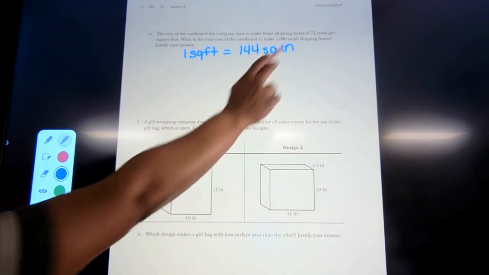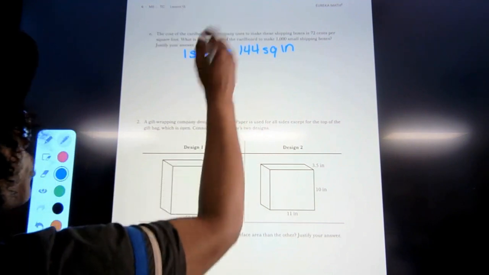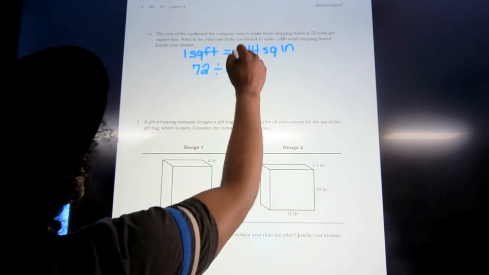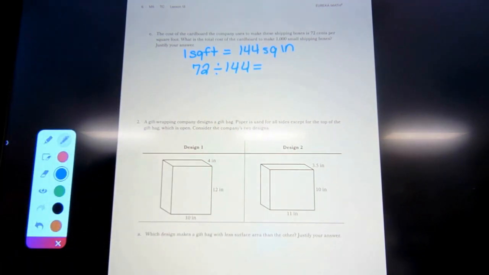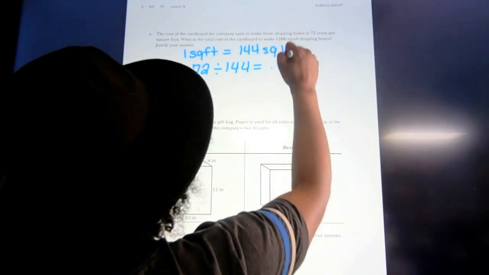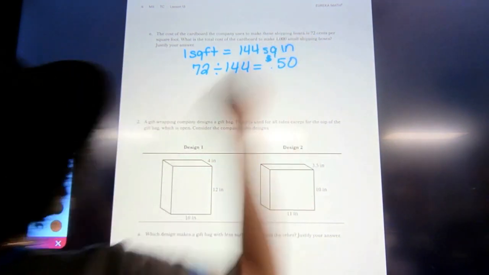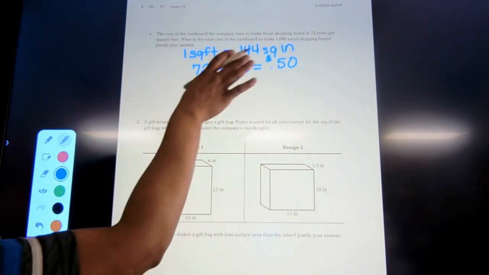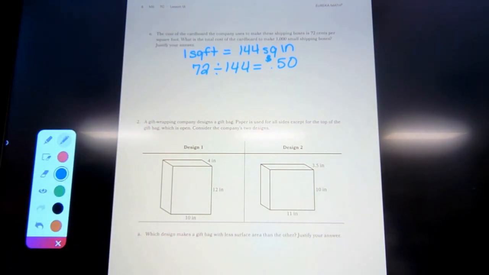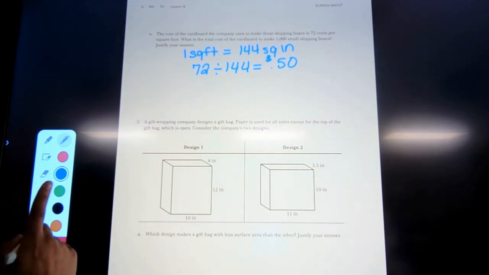And if there are 72 cents for 1 square foot, we want to do 72 divided by 144 so we can find out the cost per square inch. And so when we do 72 divided by 144, we find out that the cost is 50 cents each. Okay, so now that we know that per square inch is 50 cents, we can identify now how much it would cost for 1 box.